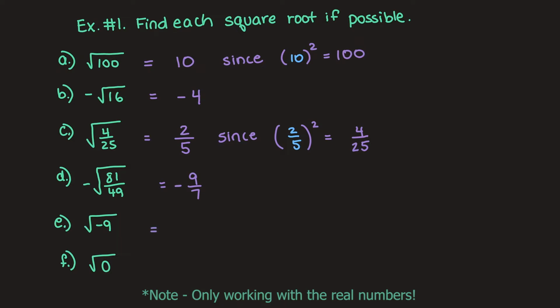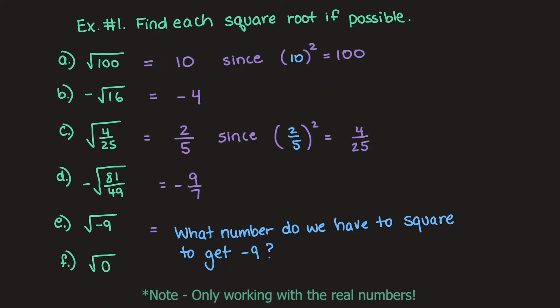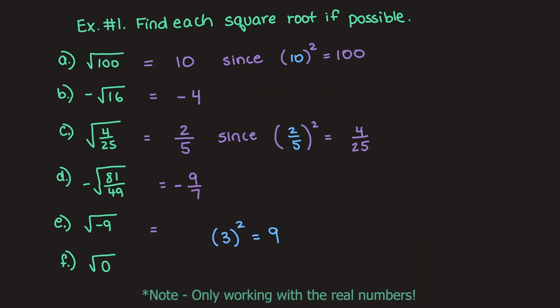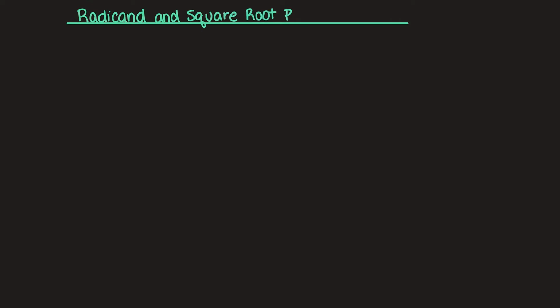And for the square root of negative 9, we would need to ask ourselves, what number do we have to square to get negative 9? There's actually no such number, since 3 squared is positive 9, and negative 3 quantity squared is also positive 9. Therefore, the square root of negative 9 is not a real number. And for the last example, the square root of 0 is just 0, since 0 squared equals 0. Okay, so let's write down a few properties about radicands and square roots.